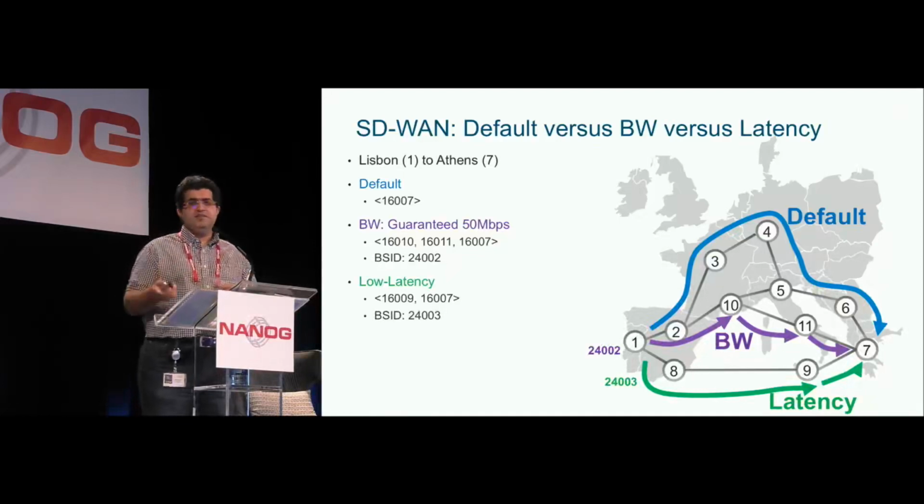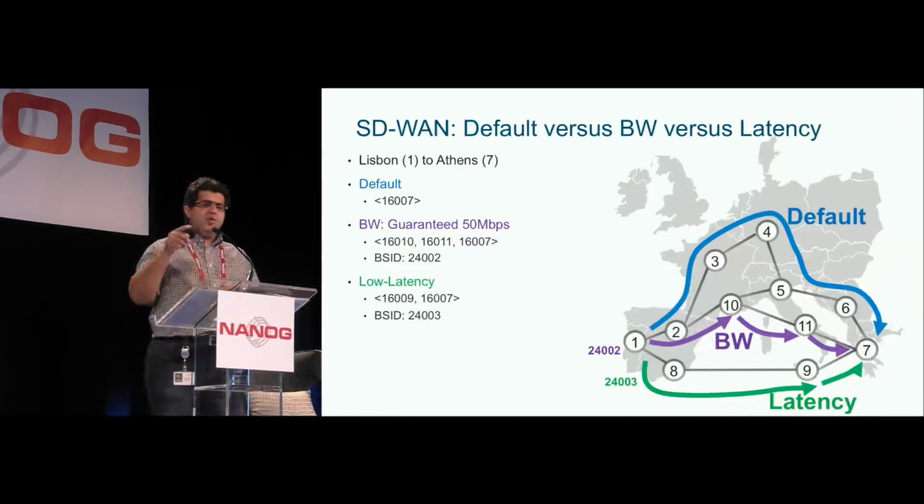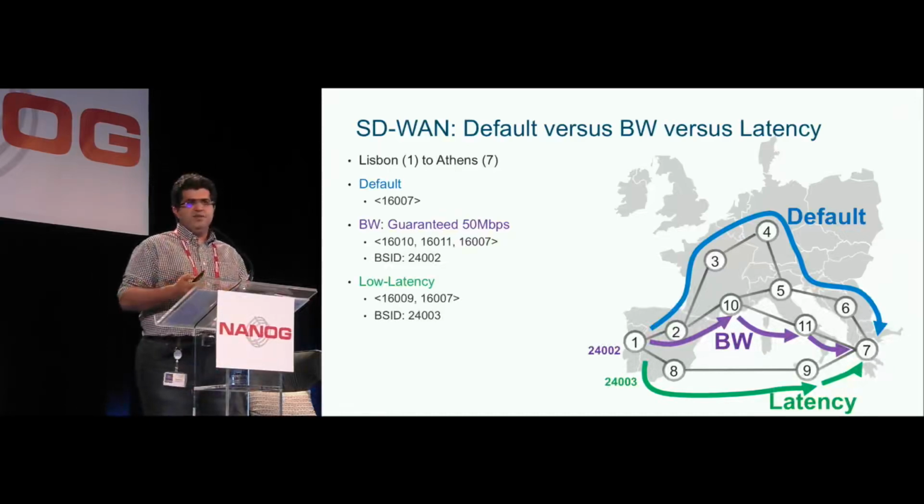We have another SR policy where somebody wants to go from node 1 to node 7, but wants to take a low latency path. So it can go from node 8 to node 9 to node 7. And that label stack is 16009 and 16007. Again, this is only on node 1. It's an SR policy mapping to a low latency, and it's mapping to a particular identifier. We call it a binding SID.